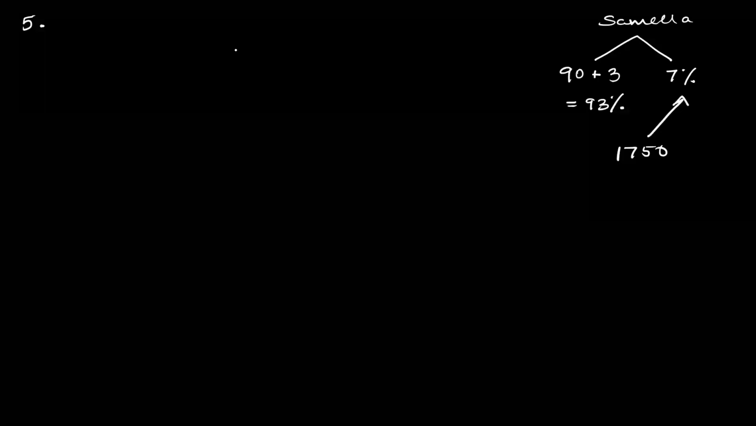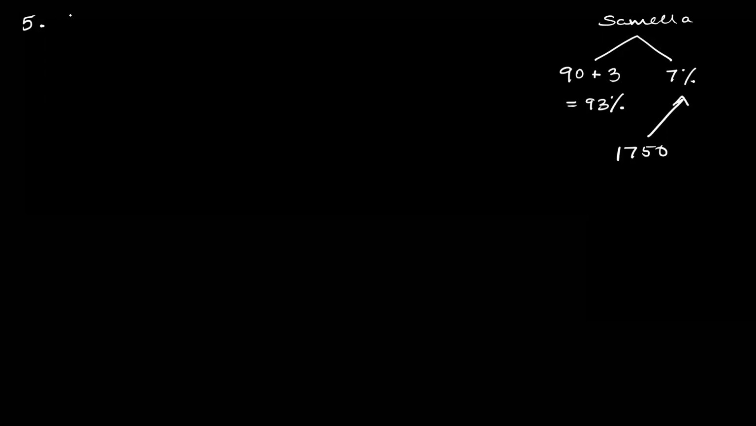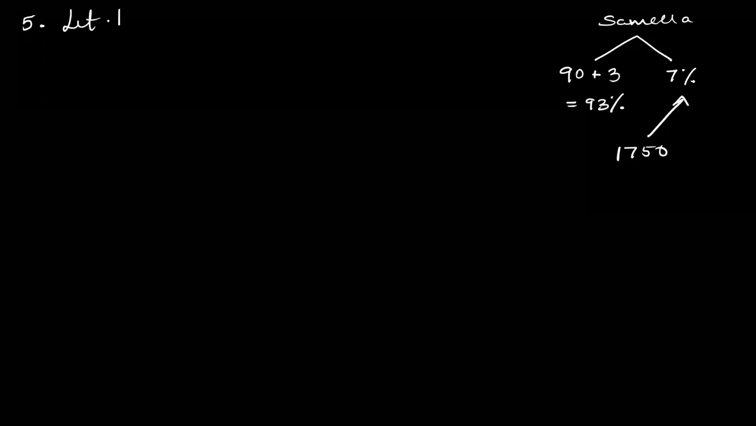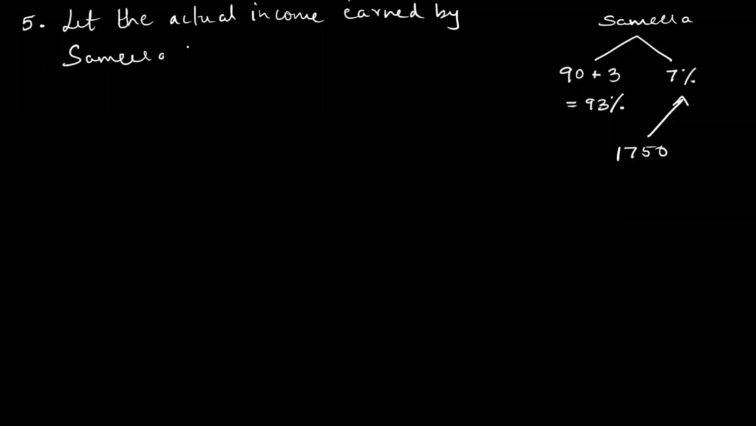Okay. So looking at the previous sum, what should be the statements written here? The first statement will be the same. Let the money earned by Samira. Here, use whatever word they are using. Here they are not using the word money. They are using the words actual income, or you can also say income. So let us use: Let the actual income earned by Samira be rupees X.